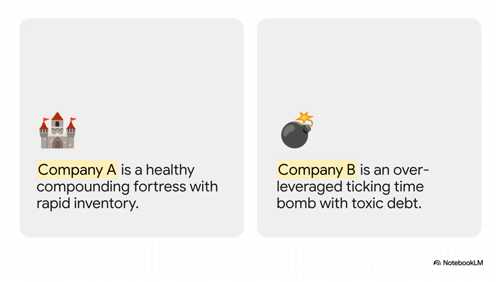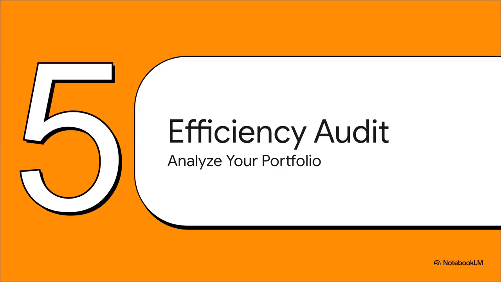But then you run the X-ray on Company B, and honestly, the reality is horrifying. Company B has terrible, razor-thin margins and slow, bloated inventory. The only reason it hit that 25% mark is because it took on astronomical, high-risk debt through a massive equity multiplier. Company B isn't a fortress. It is an over-leveraged ticking time bomb, just waiting for the slightest economic downturn to absolutely wipe out its equity holders. Section 5. The efficiency audit.